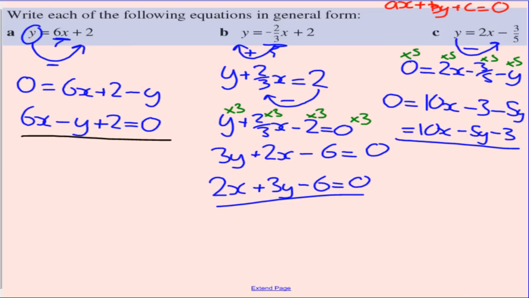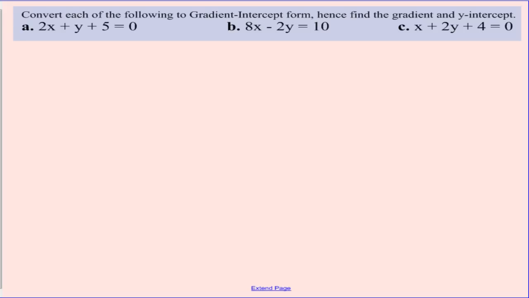Okay, that's it for converting from gradient-intercept form to general form. And we'll move on, have a look at a couple more examples so that we're prepared for all that we need to be prepared for. Alright, in our case we've got our general form, so we need to convert them to gradient-intercept form so that we can pull out the key bits of information. Okay, 2x plus y plus 5 equals 0.